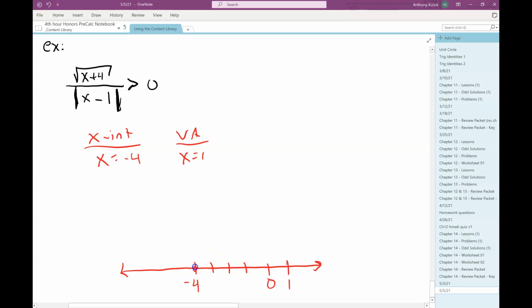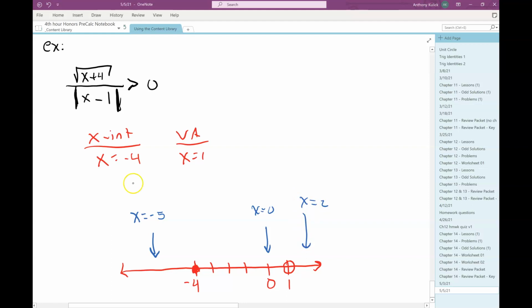So at negative 4, I have my filled in circle for the x-intercept. And at 1, I'm going to have my open circle for my asymptote. So I'm going to pick negative 5, I'm going to use 0, and I'm going to use 2 as my test values.